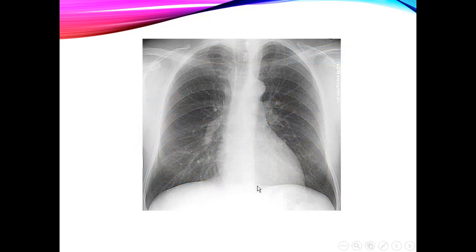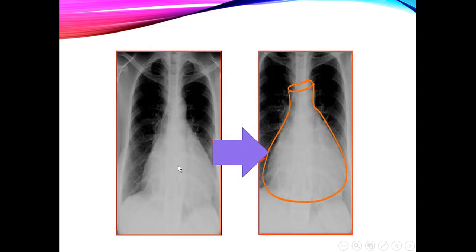Here you see the heart in a normal chest X-ray. Here is a normal chest X-ray, and here you can see the heart. Look at the heart and compare that with this one. In this chest X-ray, you see the heart like a water bottle. So remember that the water bottle sign in a chest X-ray may be due to pericarditis.